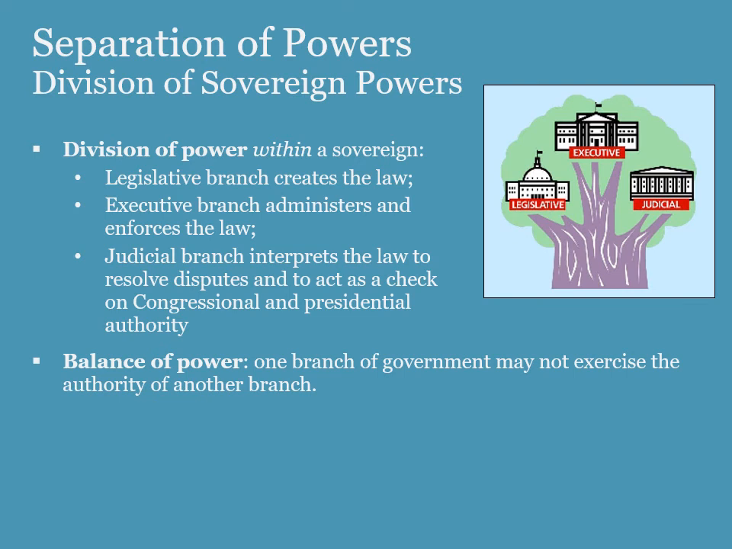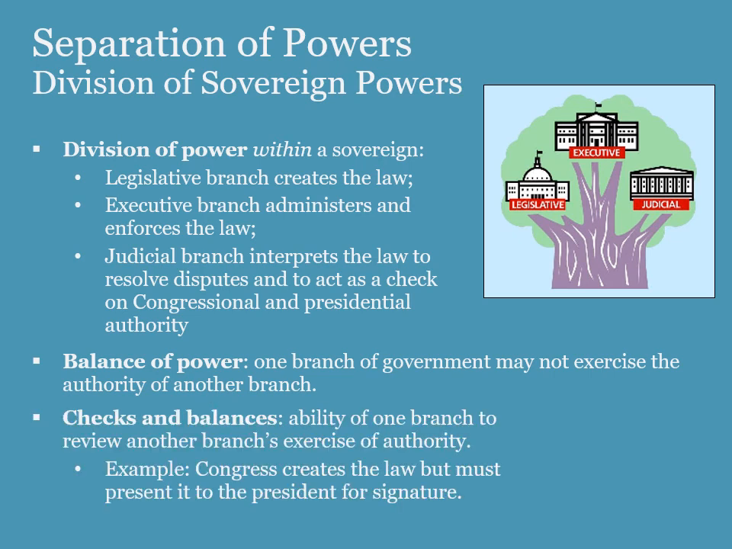The doctrine of separation of powers also means that one branch of government may not exercise the authority granted to another branch by the Constitution. This means the president can't interpret the law to resolve a dispute between a company and a federal agency, because that is left to the judicial branch. And the judicial branch cannot direct federal spending. That is left to the legislative branch.